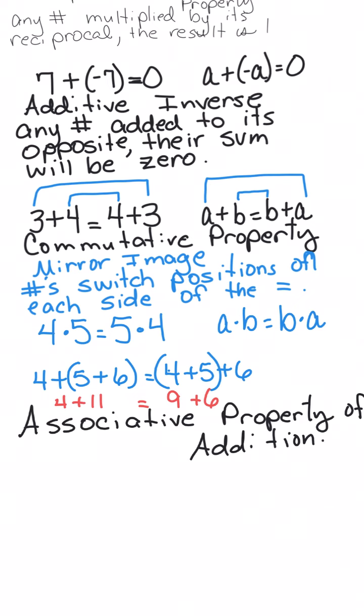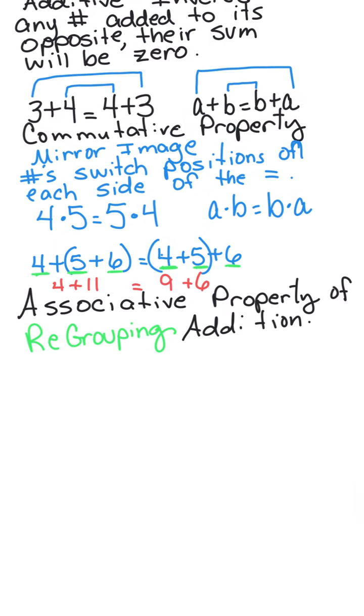So associative, we think regrouping. Order stays the same, because if you look at the left side, you have 4, 5, 6, and on the right side, you have 4, 5, 6. So the position of the numbers does not change in associative. You're only changing what you group together. So A, B, C would be the same on each side. The only thing is if I grouped A and B together on the left side, then on the right side I would have to group B and C.